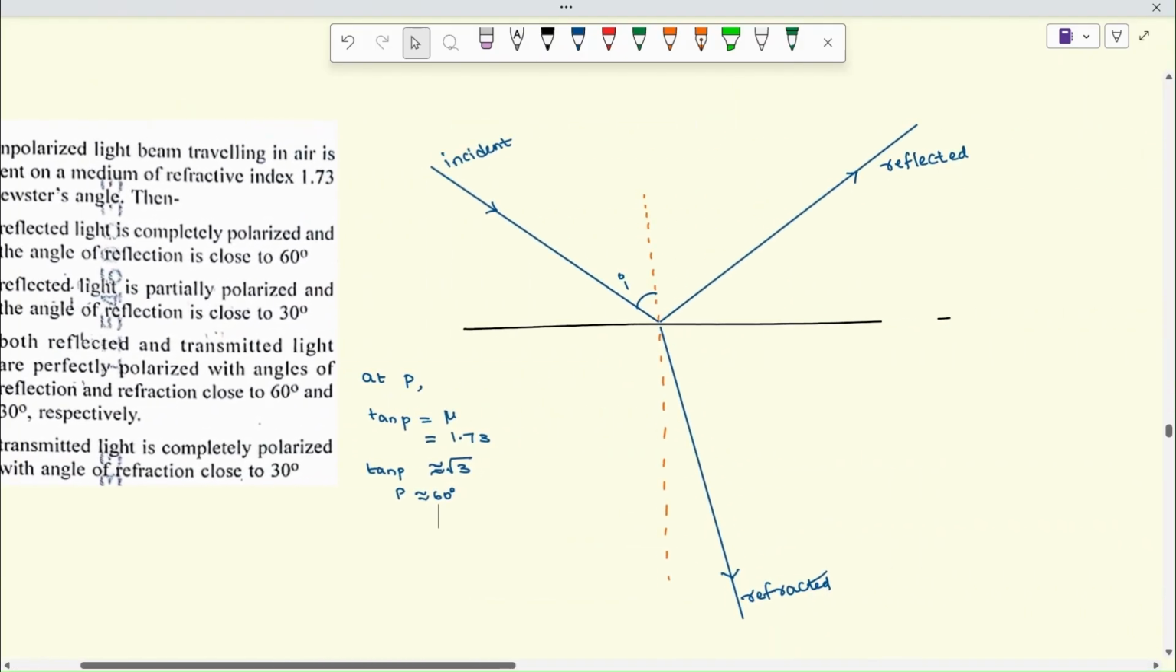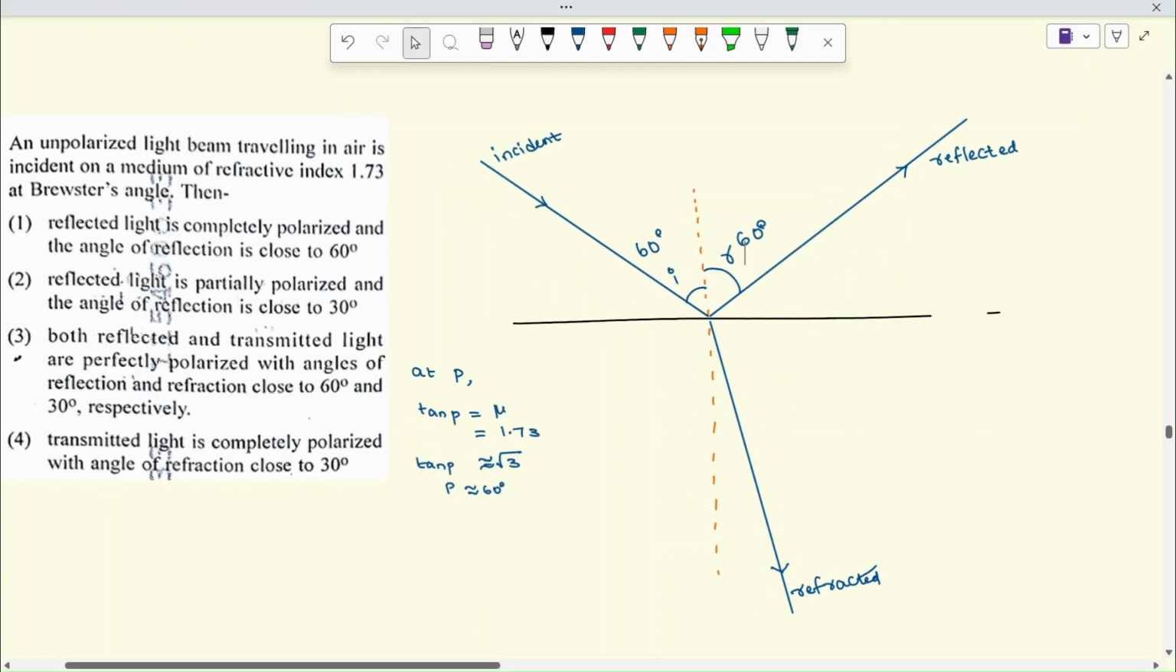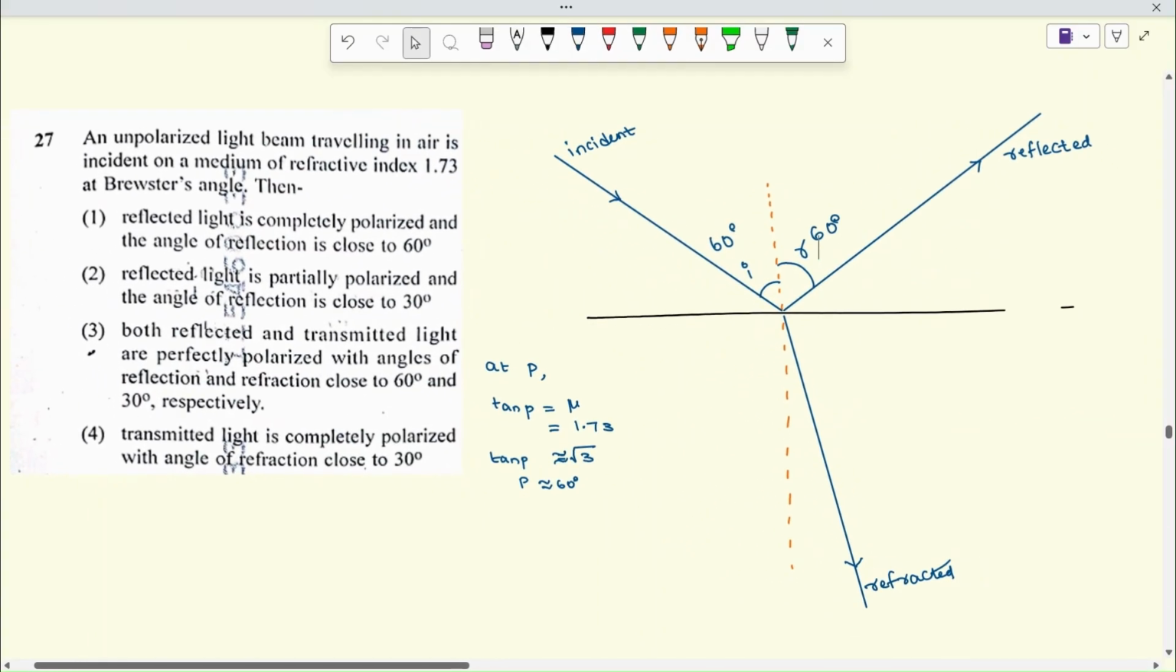Brewster's angle is nothing but the angle of incidence where maximum polarization happens for the reflected beam, isn't it? So for the incident beam and reflected beam, the angle of incidence and angle of reflection are the same. So if this is 60, this one is also 60. Now coming to the options. Reflected light is completely polarized. That's in the definition itself. And the angle of reflection is close to 60. Option 1. That's it.